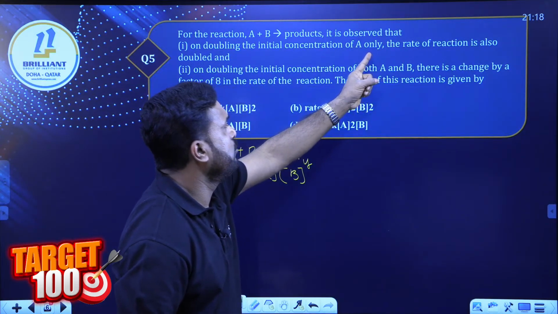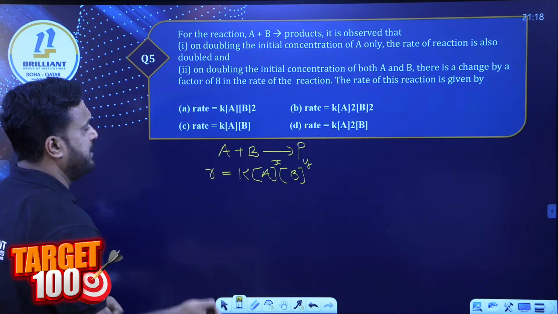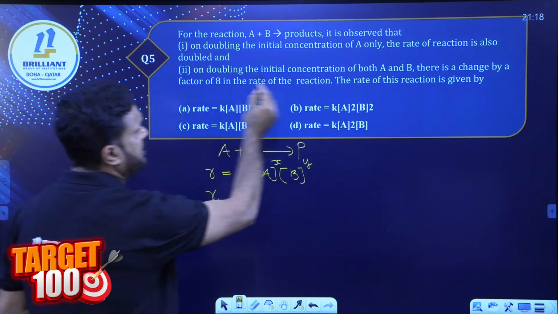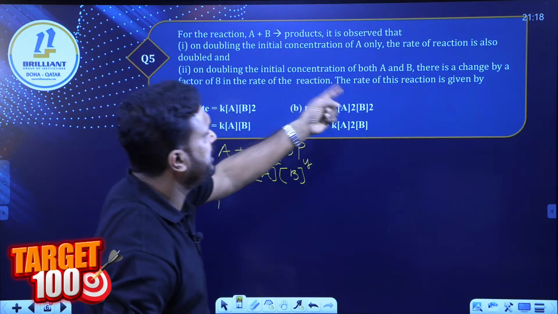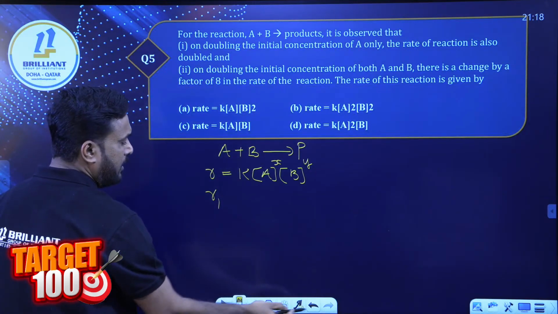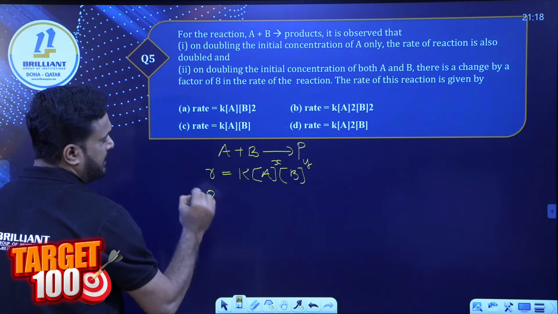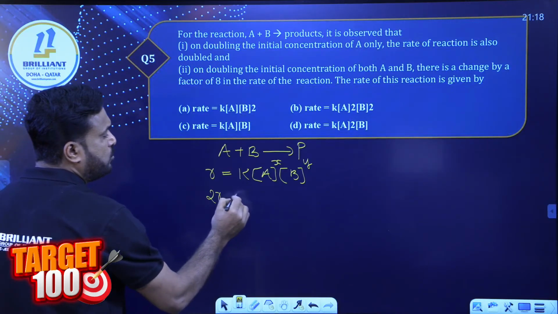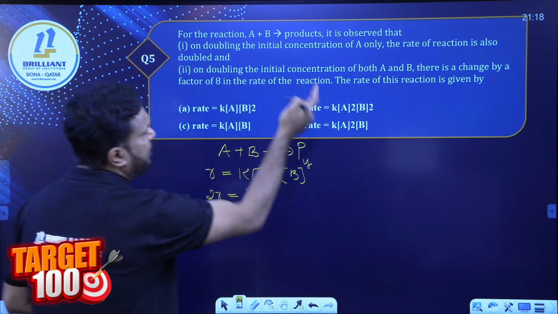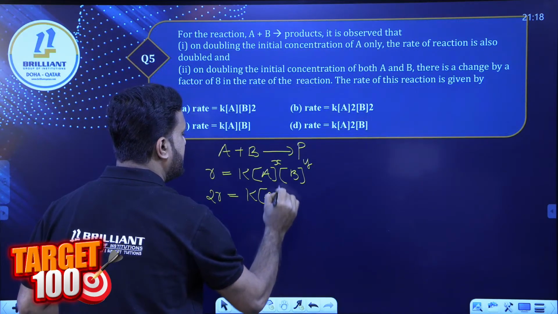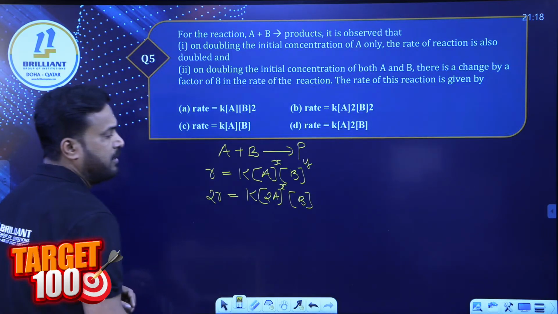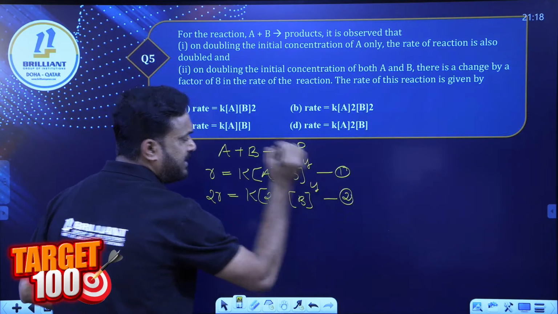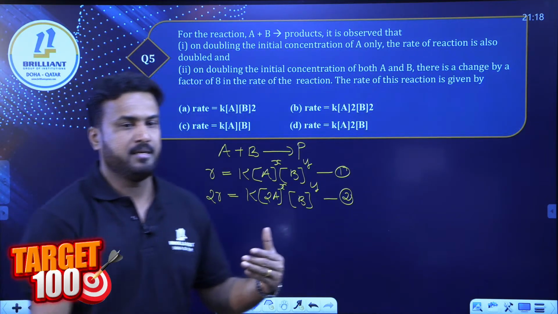Initial concentration of A only means on doubling the concentration of A only. So I will write it as R1. On doubling the initial concentration of A only, the rate of reaction is also doubled. Rate of reaction also doubled means I can write it as 2R, right? So 2R is equal to K into, only A is doubling, so I can write 2A raised to X into B remains the same, so B raised to Y. This can be taken as equation number 1, and this as equation number 2.